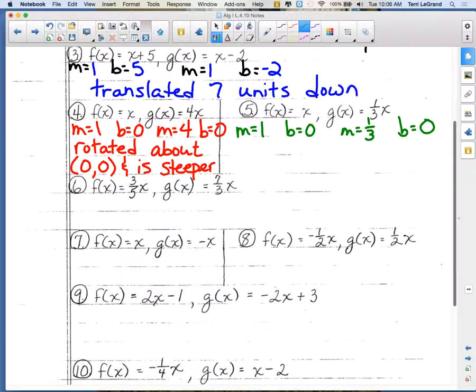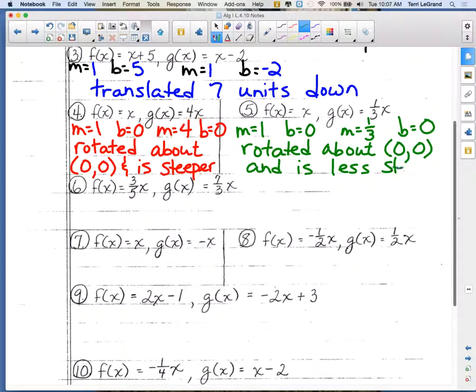It rotated about 0, 0, and is not as steep. Okay, so it rotated, the slope changed, and it rotated about the fixed point, which is the y-intercept of the first one. So it rotated about 0, 0, and is less steep, you said? Yeah. Okay. You guys agree? He's right. It rotated because the slope changed. And it rotated about 0, 0, the y-intercept of the first function. And 1/3 is smaller than 1, so it is less steep.